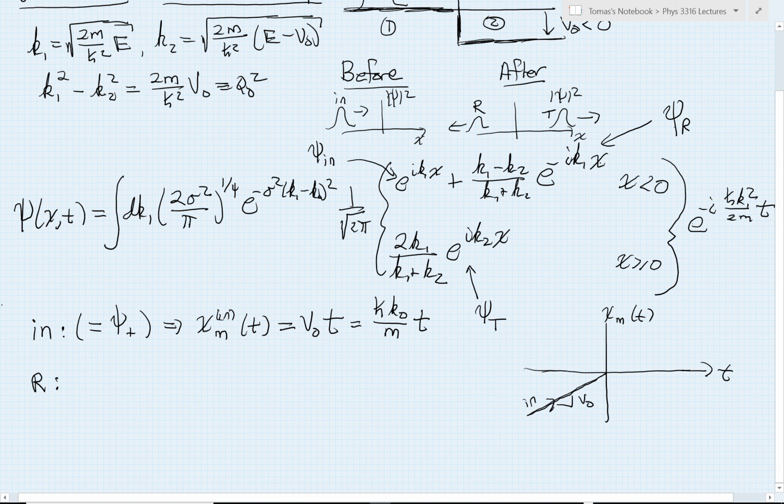Now, when we look at this, notice I have the same idea. I've got the sharp peak near K naught. So to determine my location, I will be using stationary phase, and I will then be taking a derivative of the phase with respect to K1. But I will evaluate where K1 equals K naught because I have this very sharp peak in my amplitudes.